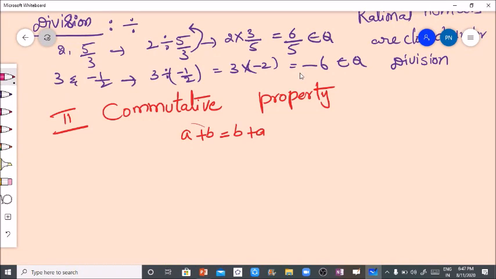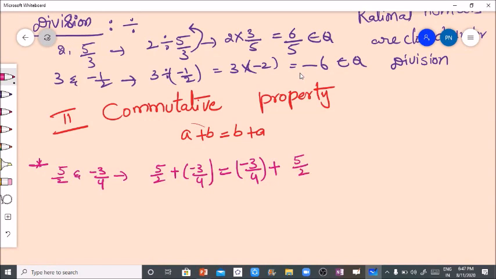Here I have to check A plus B and B plus A. Is it equal or not? First one, I am taking two rational numbers, 5 by 2 and minus 3 by 4. Here A plus B, first number plus second number. First number is 5 by 2 plus B, which is minus 3 by 4, equals second number plus first number, 5 by 2.